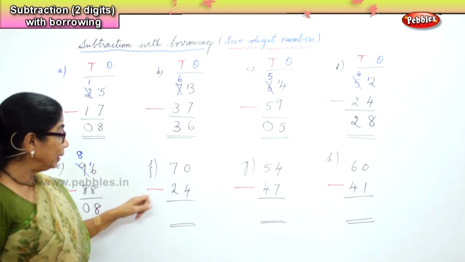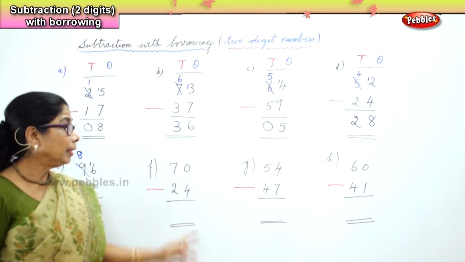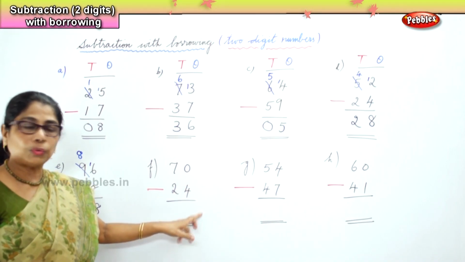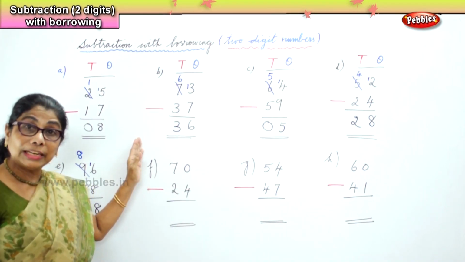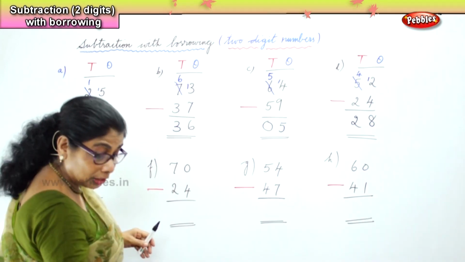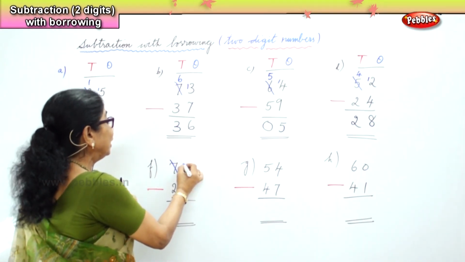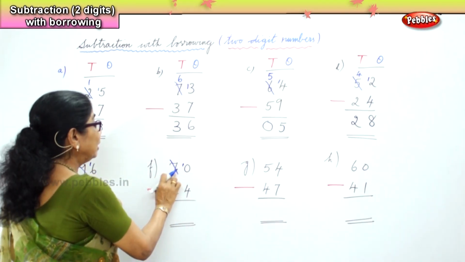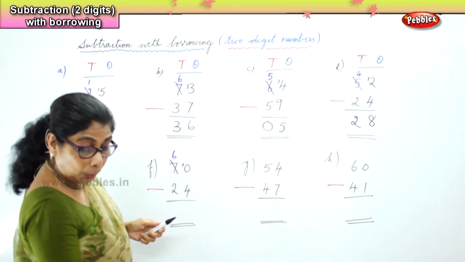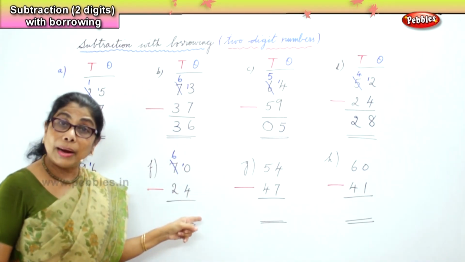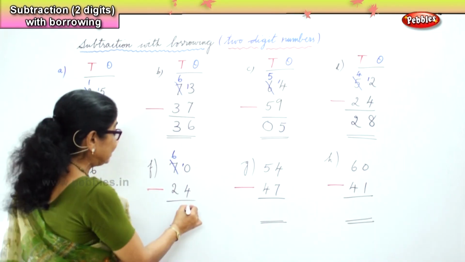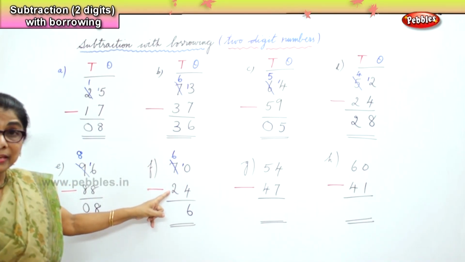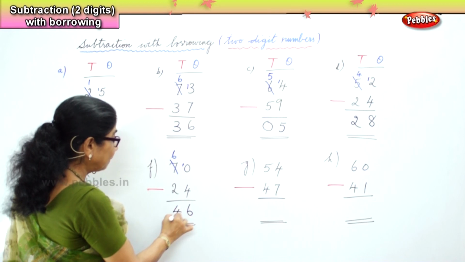70 minus 24. Okay? You have 0 here. Nothing there. Can't say 0 minus 4. There's nothing there. You got to borrow 1 from the tens place. Bring it to the ones place. So now you're borrowing and you bring that 1, so it becomes 10. That is, your 7 minus 1 is 6. Now, we have here 10. So 10 minus 4 is 6. And you have 6 here. Minus 2 is 4. Very good.